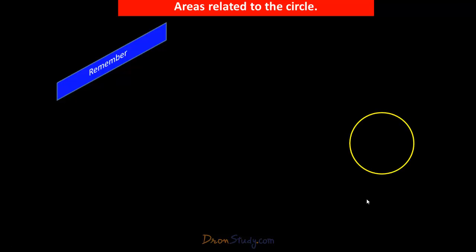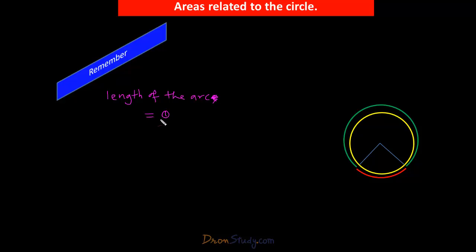Now this is a circle and this is the minor arc and this is the major arc, and the length of this arc is given by the formula: length of the arc is equal to theta by 360 into 2 pi r. So the length of the arc is given by theta by 360 into 2 pi r.